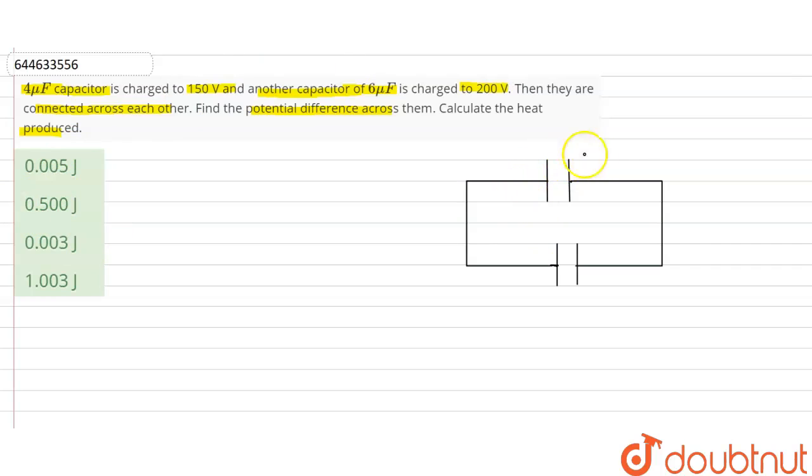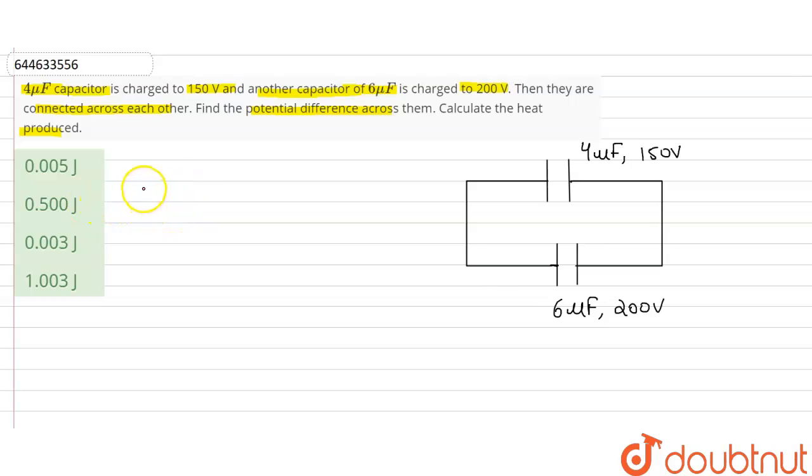So students, this is our first capacitor that has capacitance 4 microfarad and voltage 150 volt. And this is our second capacitor that has capacitance 6 microfarad and has a voltage difference of 200 volt. Now if these capacitors are connected with a wire, the charges will rearrange and the potential difference will change on both the capacitors.